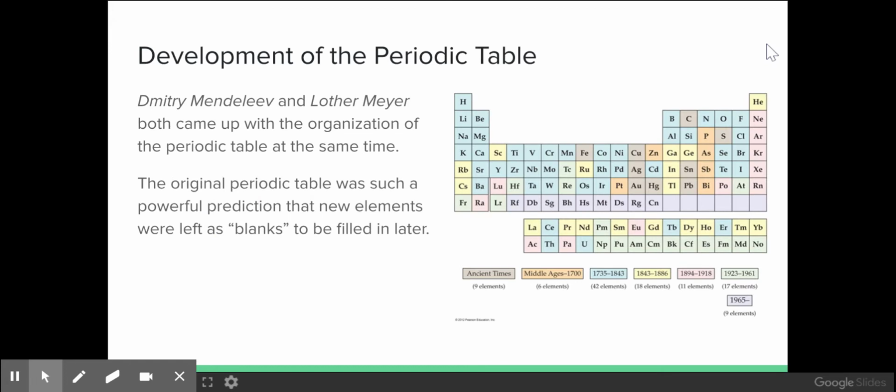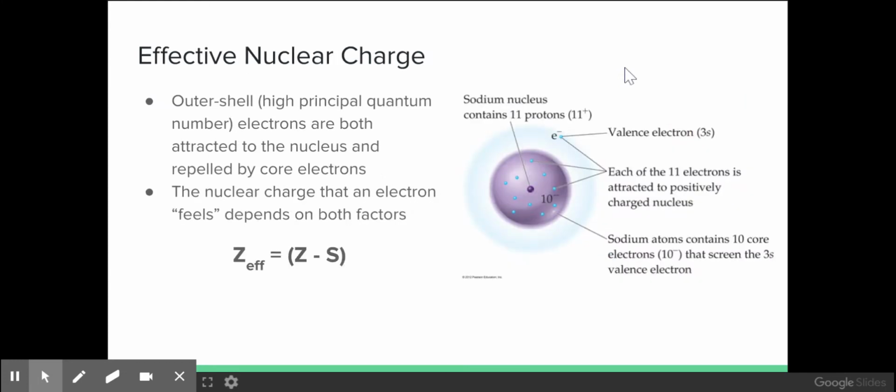Quick backdrop for the periodic table. Two scientists simultaneously around the mid-1800s came up with the current organization of the periodic table. The first way in which they were placed together was based on atomic weights, and then Henry Moseley came by, fixed our periodic table, and put the elements in order based on their atomic number, which corresponds to the number of protons.